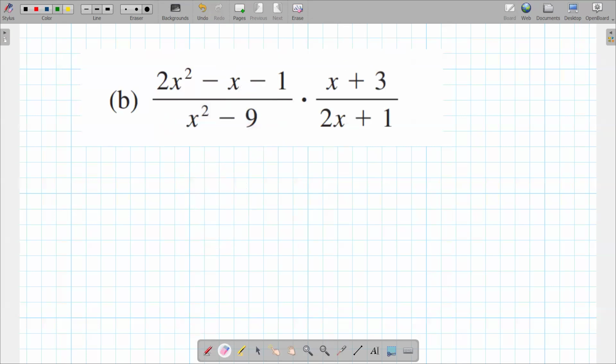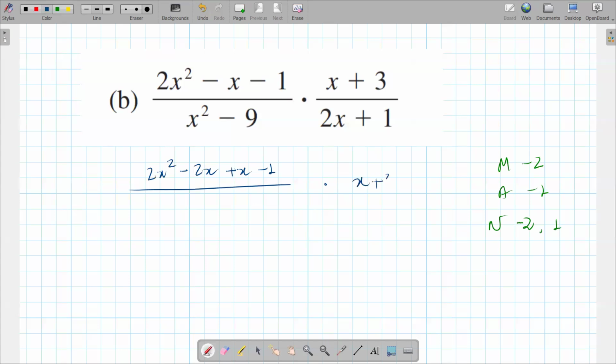So the top one, it multiplies to -2 and adds to -1. So the numbers must be +2, -2, and +1, right? So then you get 2x squared minus 2x plus x minus 1. What about the denominator?